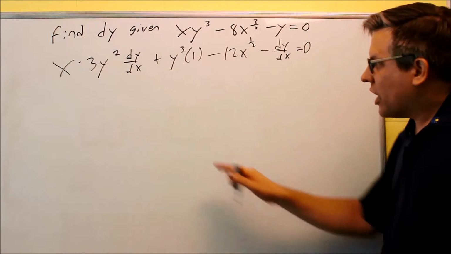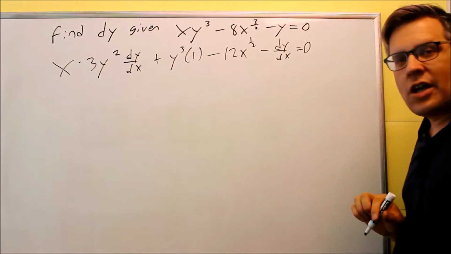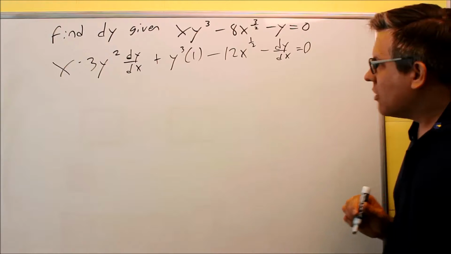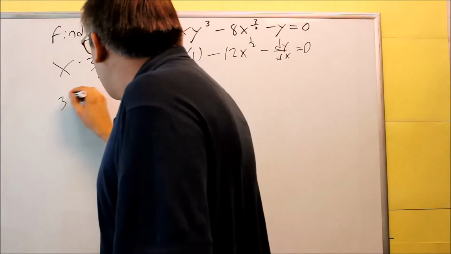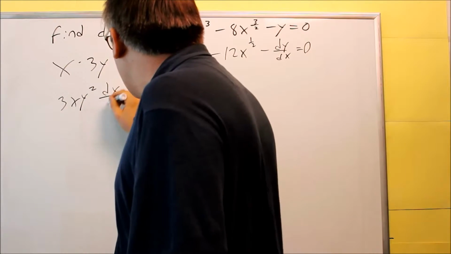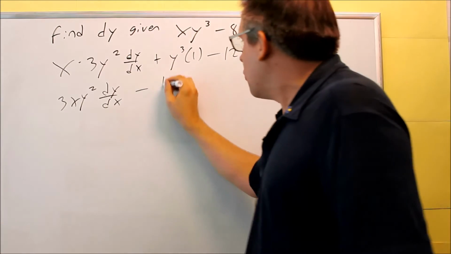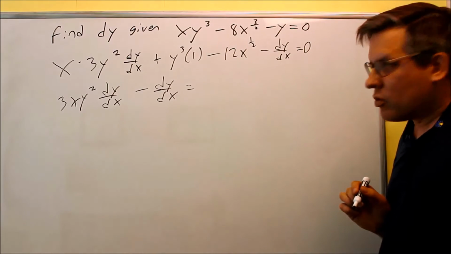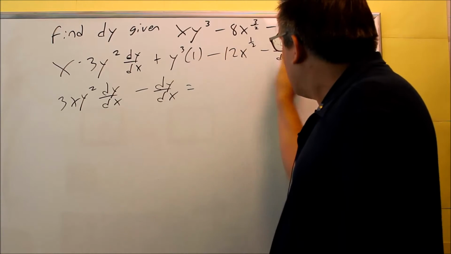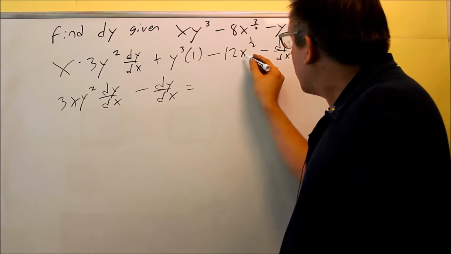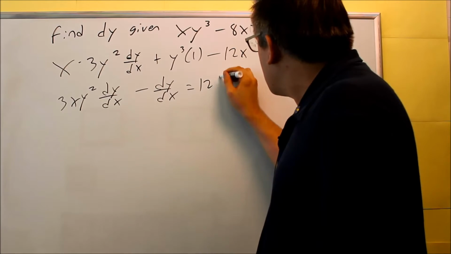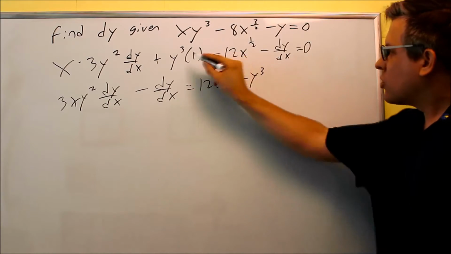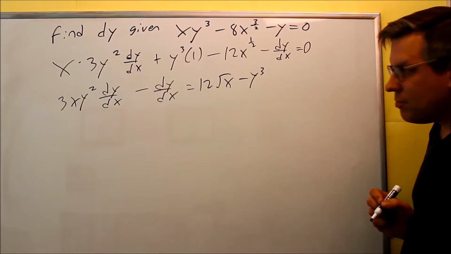Now the next thing we're going to do is we have to put all the terms that have dy dx in it. We're going to leave that on one side of the equation. Everything else we're going to move over to the other side. So I've got 3x y squared dy dx here, and then I'm going to subtract this one, minus dy dx. Everything else I'm going to move across the equal sign. So I'm going to put this over, for this one I can write that as a square root. So I'm going to do 12 square root of x and minus y cubed. Again, both of these go across the equal sign.